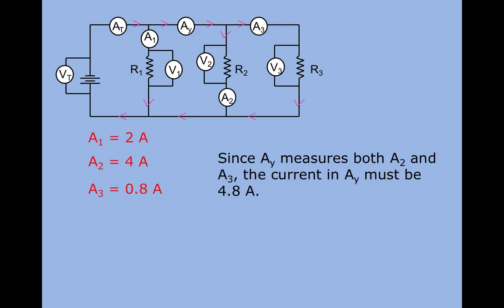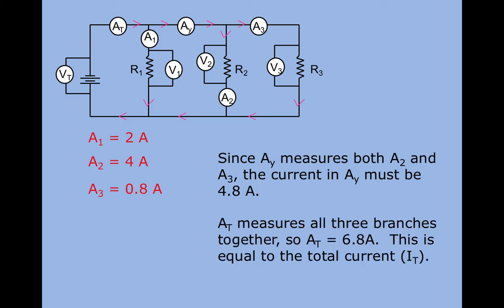So let's look at AY. Right? AY is up at the top, kind of in the middle of the circuit. And AY is going to measure the current that goes through A2 and A3. Right? So all of the current that goes through AY gets to that junction, and then goes down through resistor 2 or continues through resistor 3. So if you add up A2 plus A3, you'll get the current that goes through AY, which would be 4.8 amps.